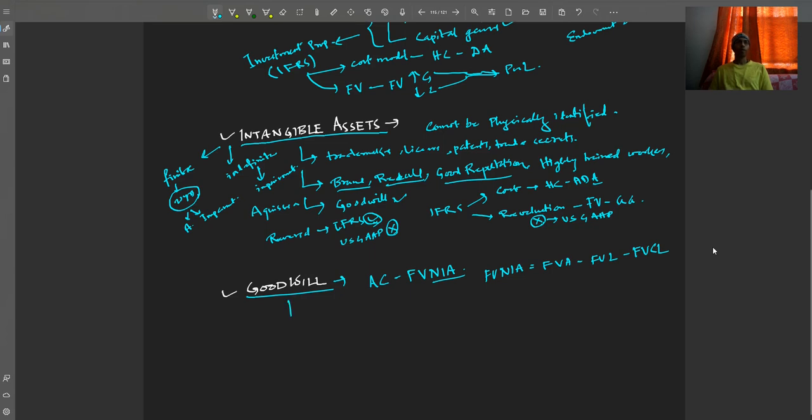Now, goodwill is not amortized. It is checked for impairment. Sometimes it may so happen that the acquisition cost is less than the fair value of net identifiable assets. In that case, what happens, friends? Basically, the difference is adjusted in the profit and loss statement as a gain for the acquirer. And this kind of a purchase is called a bargain purchase.